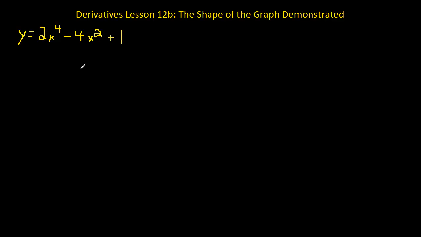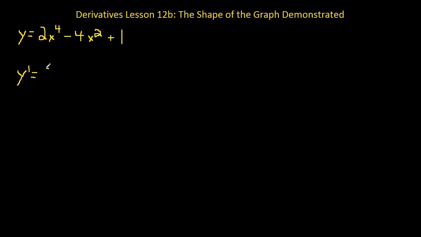Now, after that last video, you might be pretty confused about the whole shape of the graph with the derivative. In this video, I'd like to go over a real example of what I was talking about, because it's a lot of new material and it's pretty confusing. So I'm going to start out with this function, y equals 2x to the fourth minus 4x squared plus 1. And let's just go ahead and take the first two derivatives.